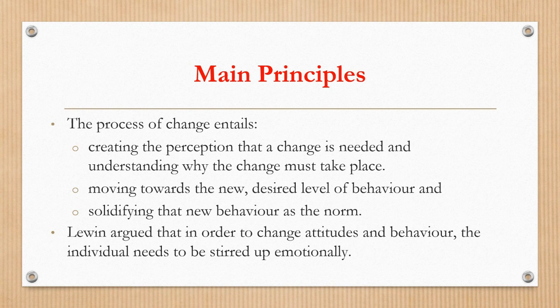The main principles of Lewin's three-step model entail creating the perception that change is needed and giving others the understanding of why the change must take place. It also involves the actual change, which is a systematic movement towards the new desired level of behavior and the solidification of this new behavior as the norm. Lewin also believed that in order to change attitudes and behaviors, the person being changed must be stirred up emotionally and have a thrust to evoke such a change.